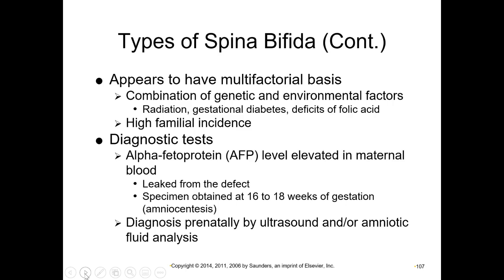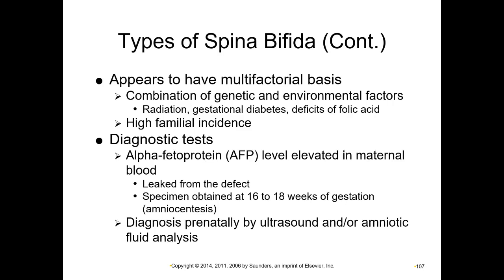Spina bifida appears to have a multifactorial basis, a combination of genetic and environment, of course. Folic acid is one of the big things we know can help to prevent spina bifida. So if you're of childbearing age, you need to be taking folic acid. Even if you're not intentionally trying to get pregnant, folic acid needs to be taken. Other things: radiation, gestational diabetes. High familial incidence. Has anybody else in your family ever had this?